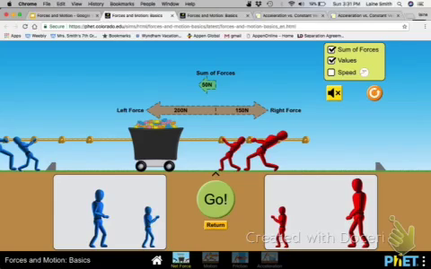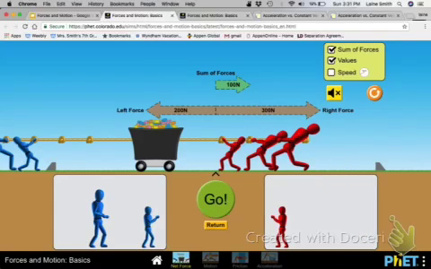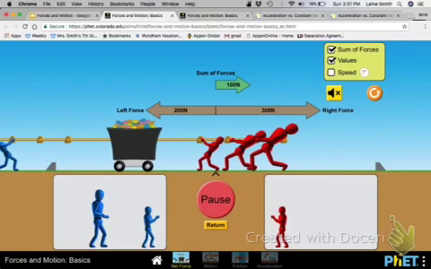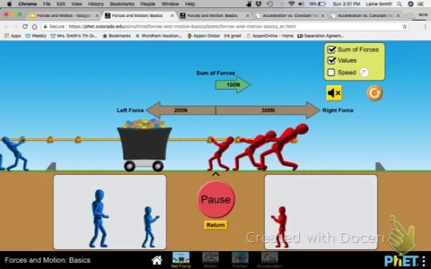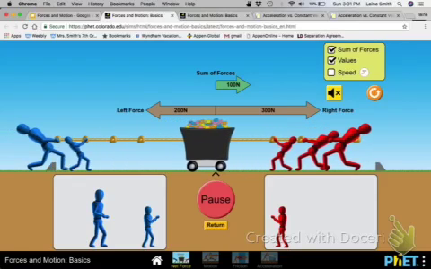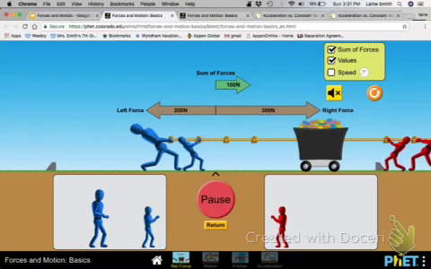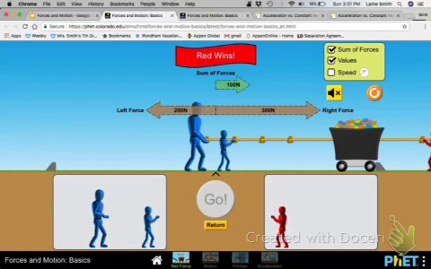So an unbalanced force is when you have a net force greater than 0. So in that case, we had extra. So I'll give the red team a little bit more help here, and we'll see what happens. So now we have a rightward force of 100 newtons, so we should see the candy start coming back towards the red side. And there it goes. The red team will, if I let it go, win, and they get the candy. Okay, so an unbalanced force is a net force greater than 0.